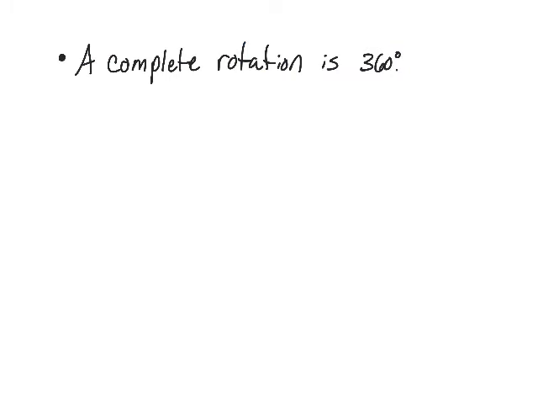Okay, so the next part, we want to talk about the angle of rotation of a figure. A complete rotation is 360 degrees, so if I take any kind of figure, a triangle, a polygon, a square, and I rotate it about its center 360 degrees, it's back to its original position. But symmetrical figures can be rotated less than 360 degrees and still map to themselves.